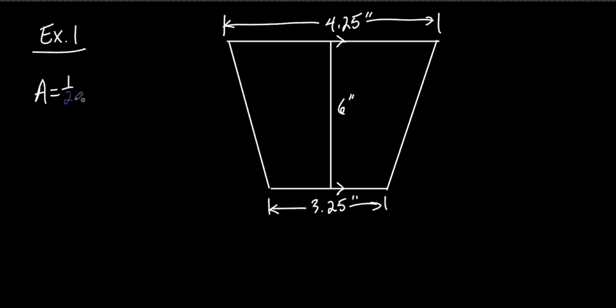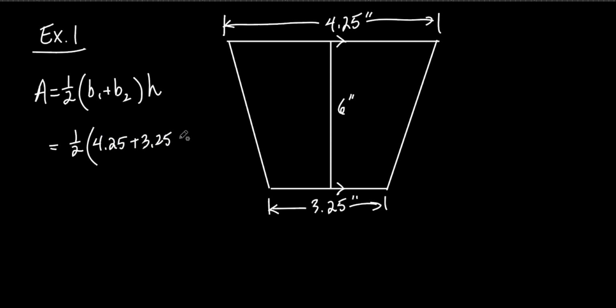It's 1/2, what? The 2 bases added up, right? So base 1 plus base 2 times the what? Times the height. And now there's nothing difficult about this at all. We just plug everything in. So how do we do that? Well, we go 1/2, B1 plus B2. It doesn't matter which one is B1 or which one is B2, because you're just going to add them up anyway, right? So it doesn't matter which one's which. So I'm just going to go 4.25 plus 3.25 times the height.